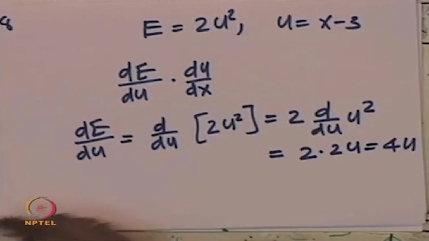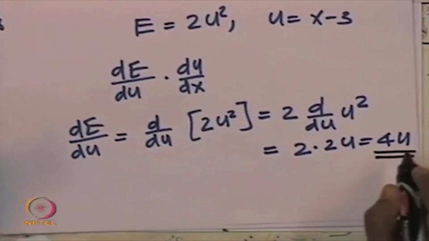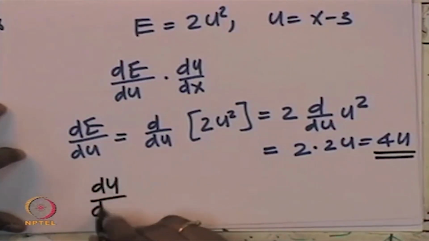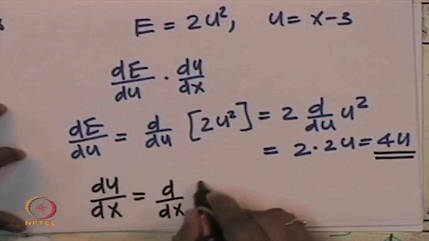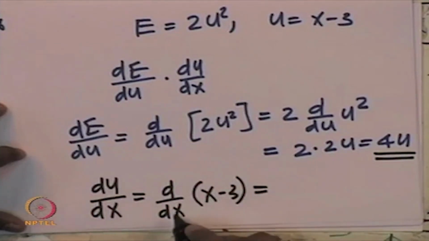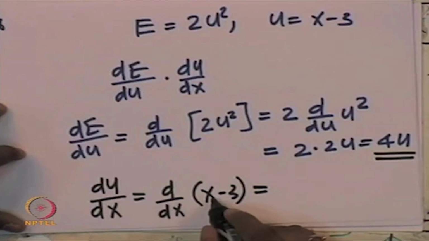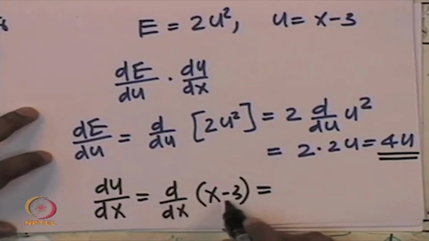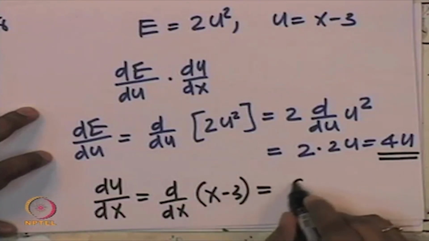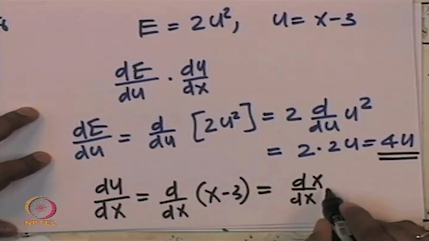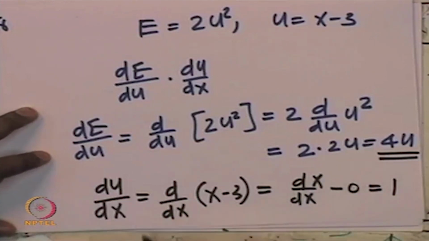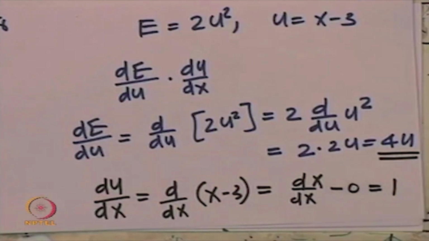Now, another thing we want to find is du by dx. We found that dE by du is 4u. Now, what is du by dx? du by dx is d by dx of x minus 3. This is the sum rule we had, with two terms, x and minus 3. So, the derivative of x plus the derivative of a constant, which is 0. So, this is essentially d by dx of x minus d by dx of 3, which is 0. So, minus 0. This is essentially 1, since dx by dx is 1. So, du by dx is 1. So, the answer we get is 4 into u times du by dx, where du by dx is 1.